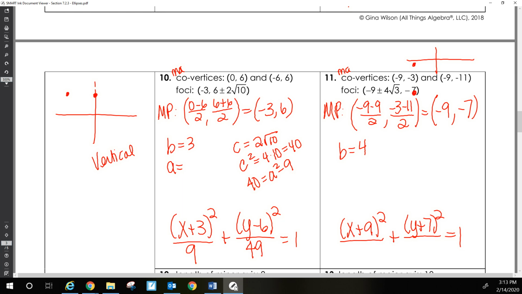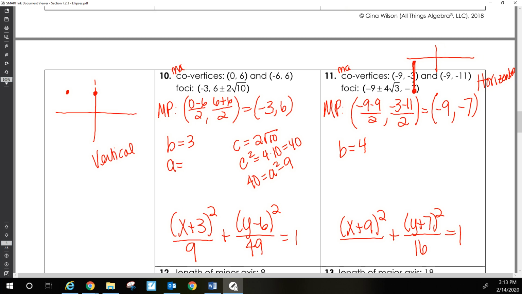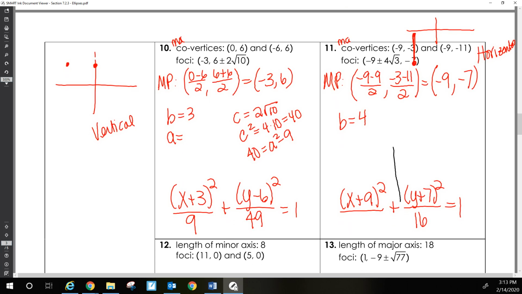So my minor axis is vertical, so the ellipse itself is going to be horizontal. The major axis is going to be horizontal. So the b is going to go under the y's, so b squared would be 4 squared, which is 16. Now we're going to use our focus to find our A value.